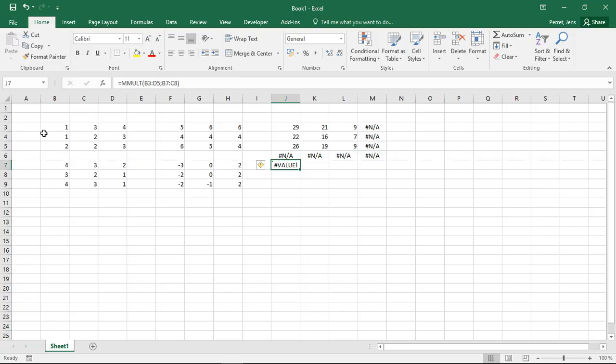Well, that's because the number of columns in the first matrix and the number of rows in the second don't fit. So when I get this error, this actually means I selected two matrices which do not fulfill the requirements for matrix multiplication. So I will always be told by Excel whether this works out or doesn't.